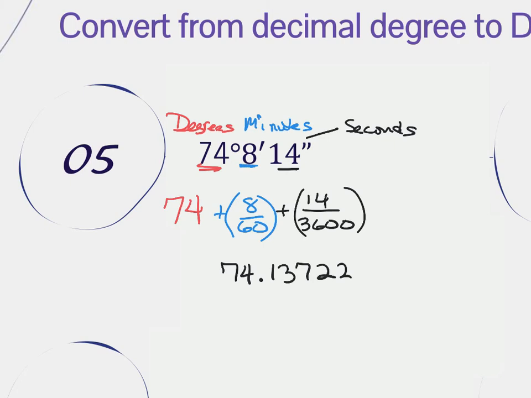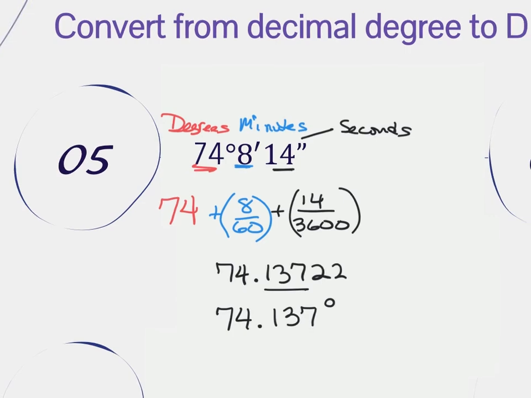So we're going to round this to 3 decimal places. 74.137 degrees. This has now been transformed from degrees, minutes, and seconds to a decimal degree. All right, let's go to number 6.